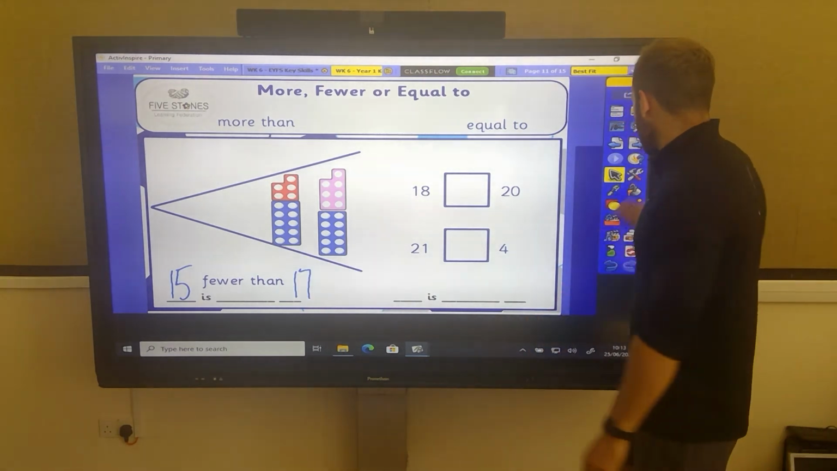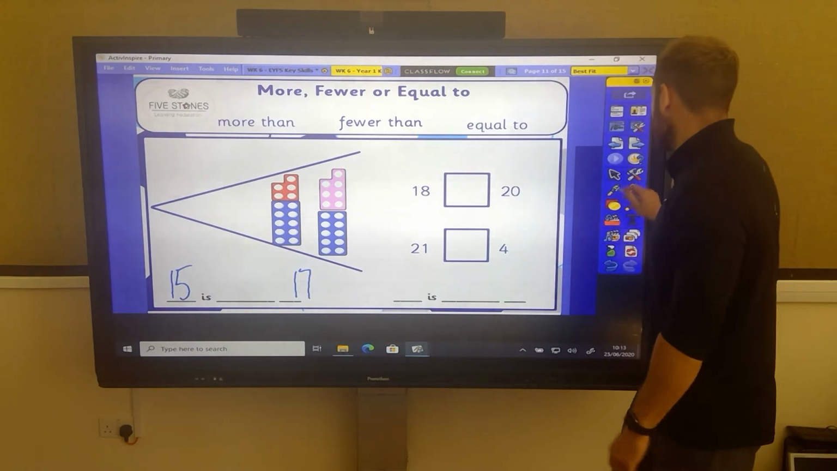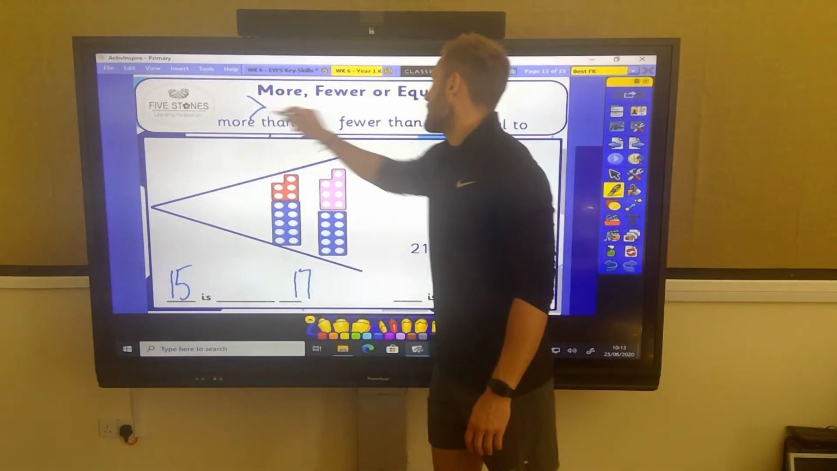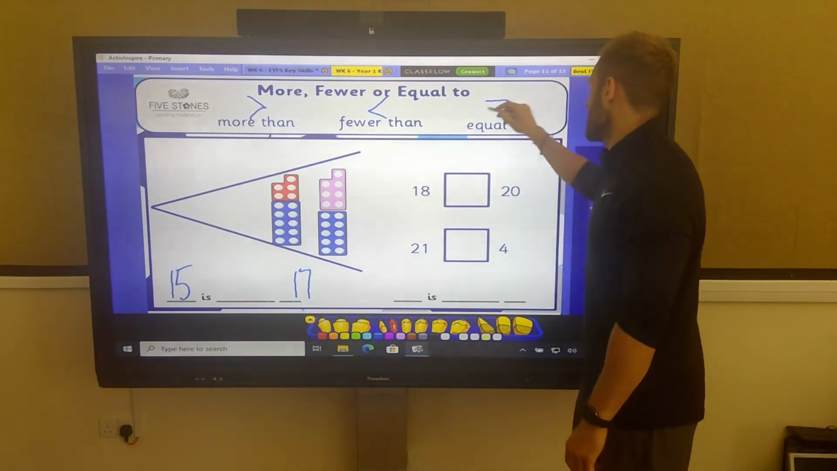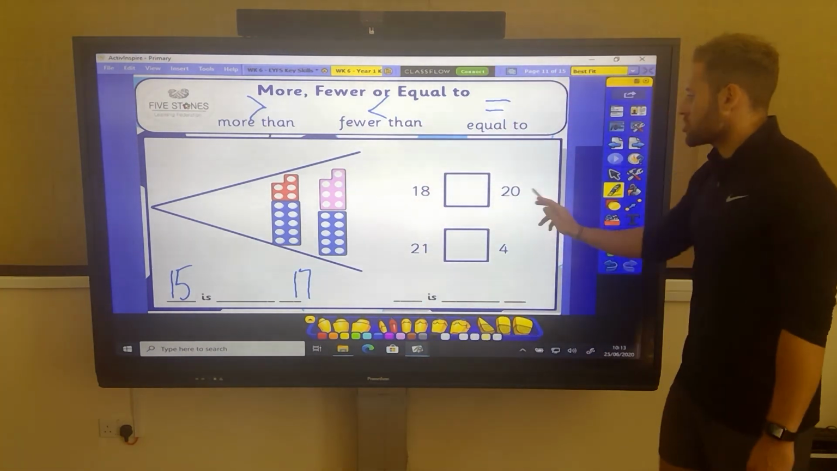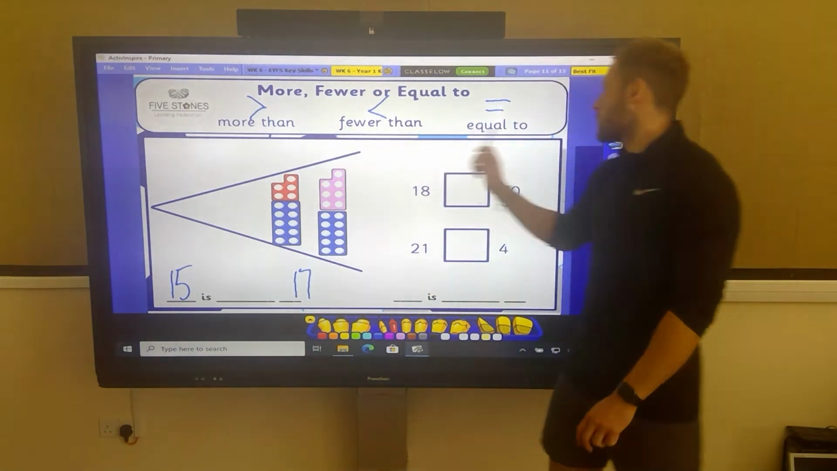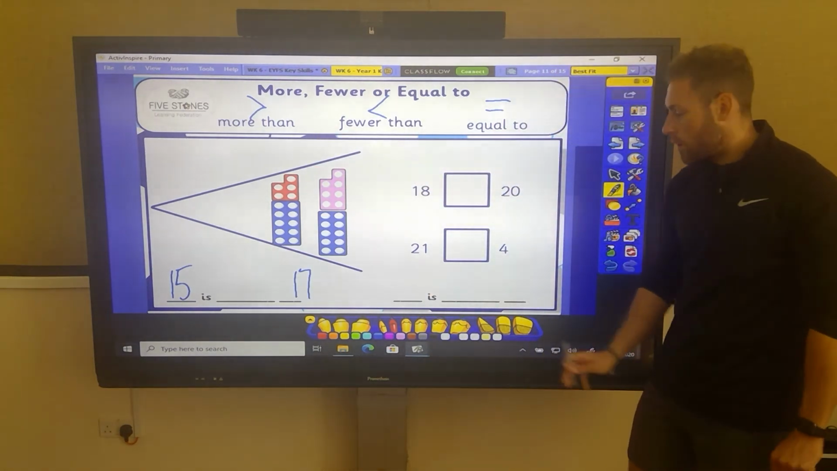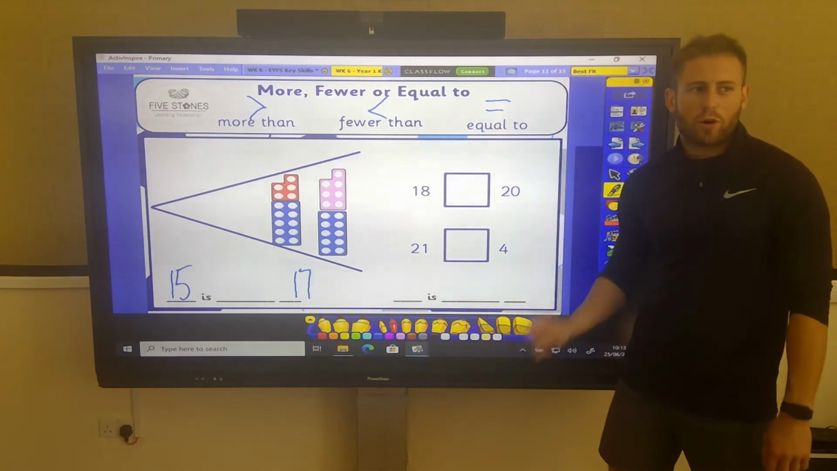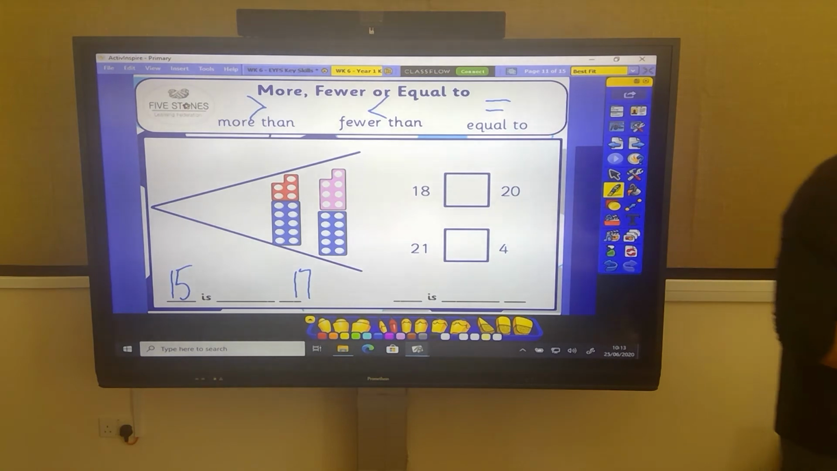Now, I would like you to have a go at choosing the correct symbol to finish this number sentence. So is 18 more than, fewer than, or equal to 20? Is 21 more than, fewer than, or equal to 4? And you might use that sentence at the bottom to help you. Pause the screen to give yourself working out time. Off you go.